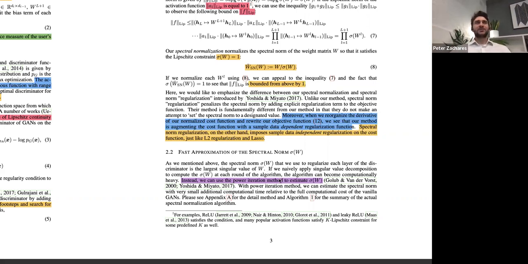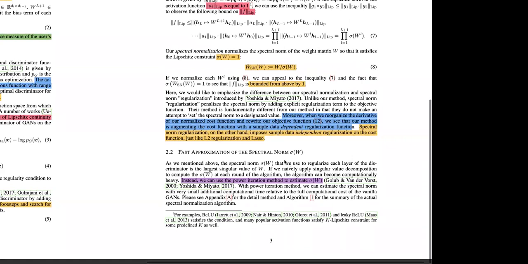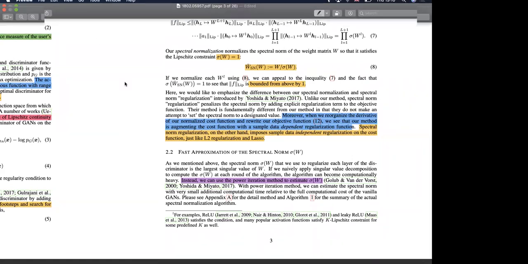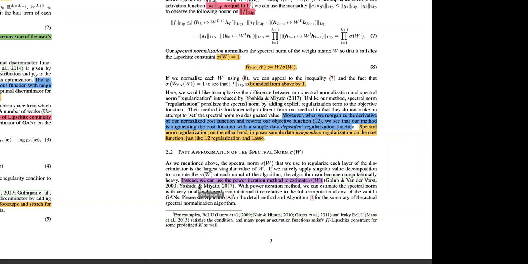So it's really computationally efficient because they only do one matrix multiplication in this method in order to calculate the spectral norm. It's kind of cool. So anyway, yeah. Just wanted to add some more stuff about power iteration.